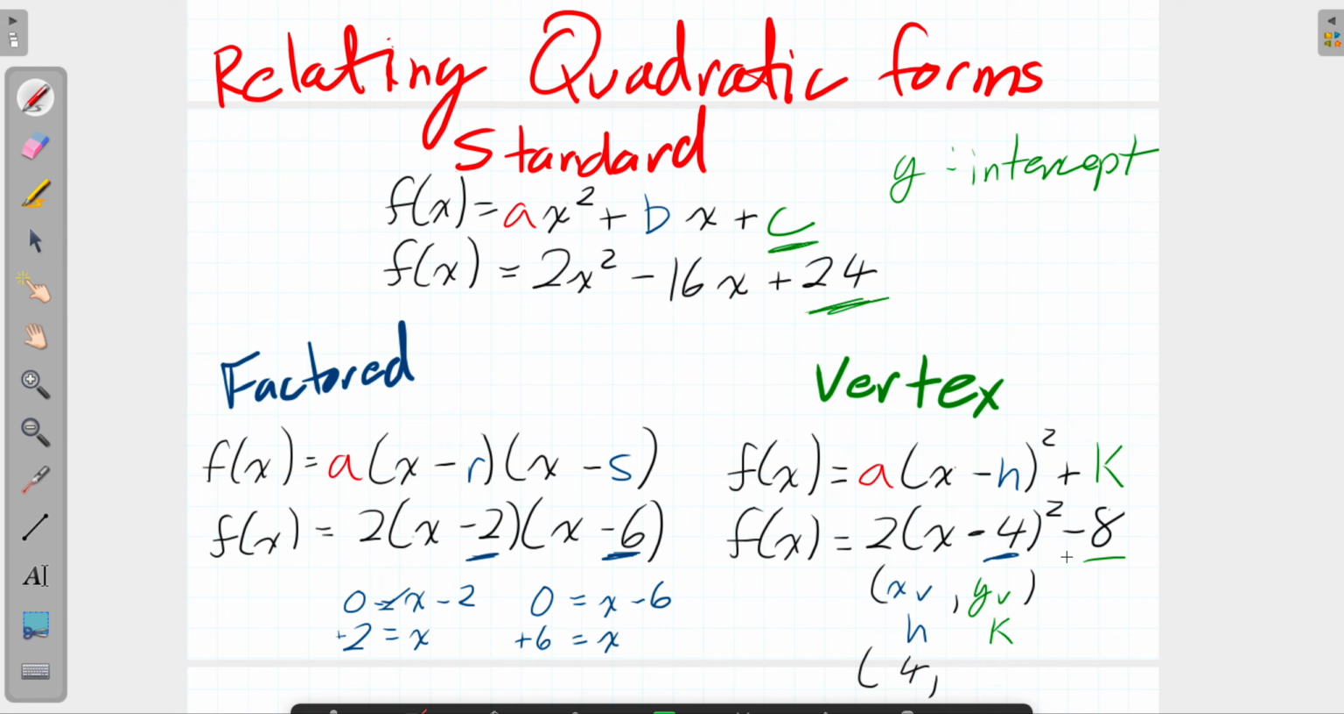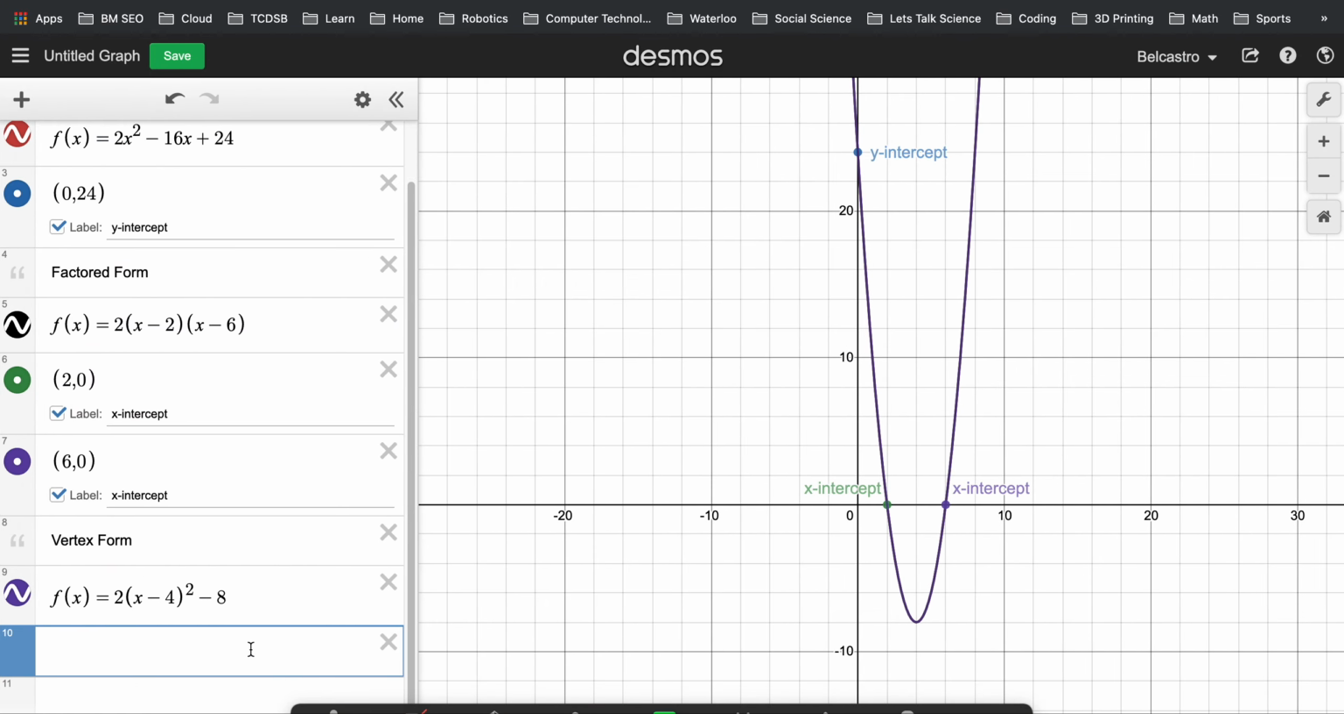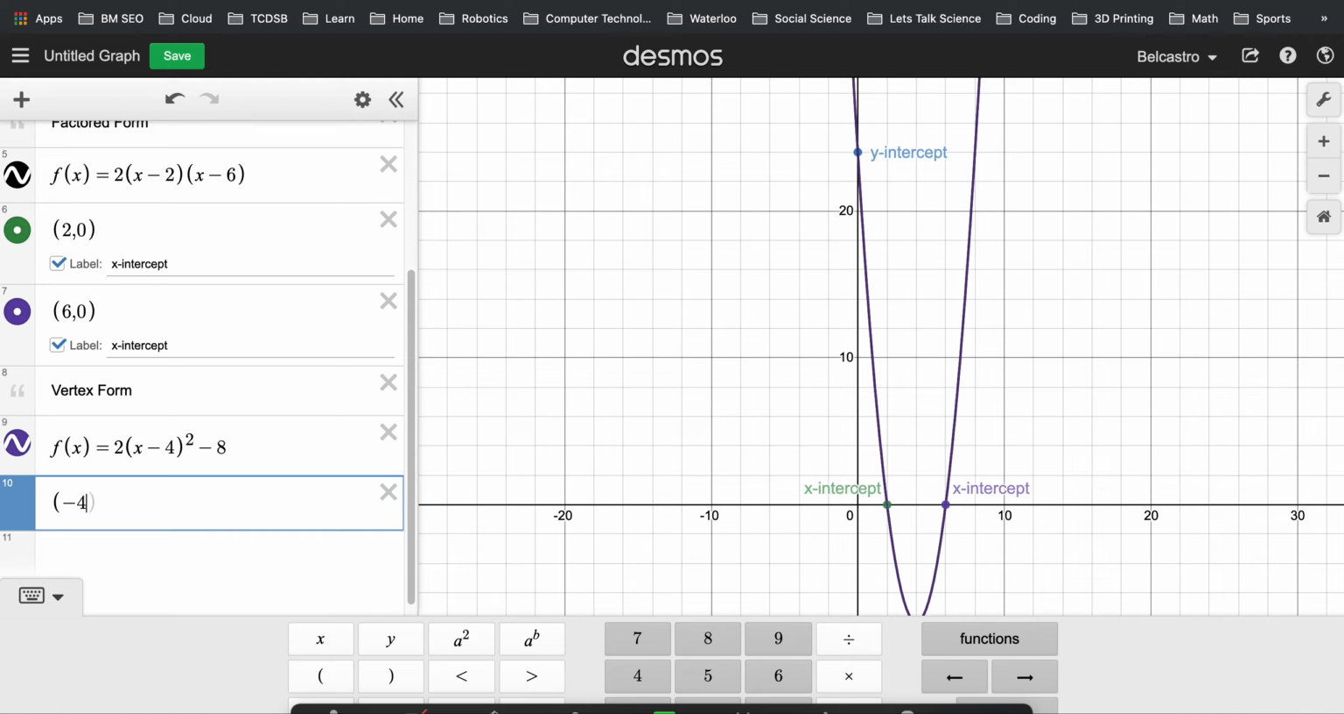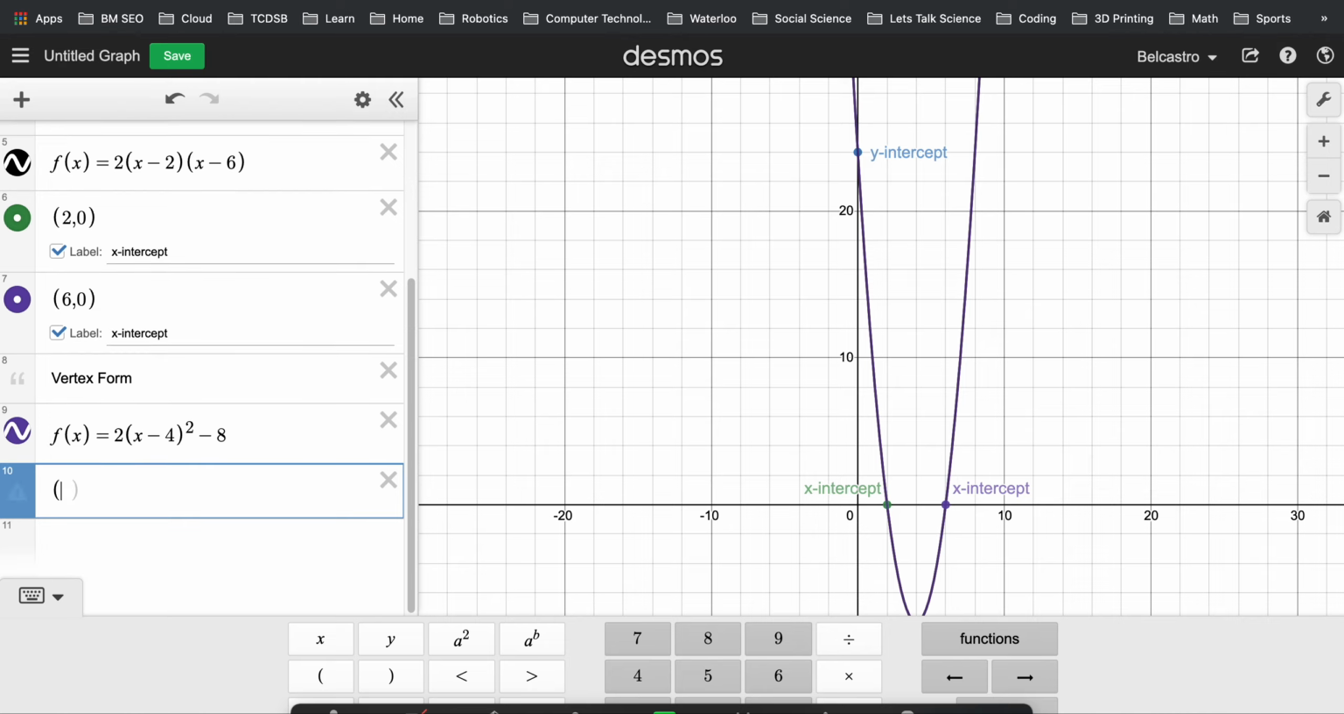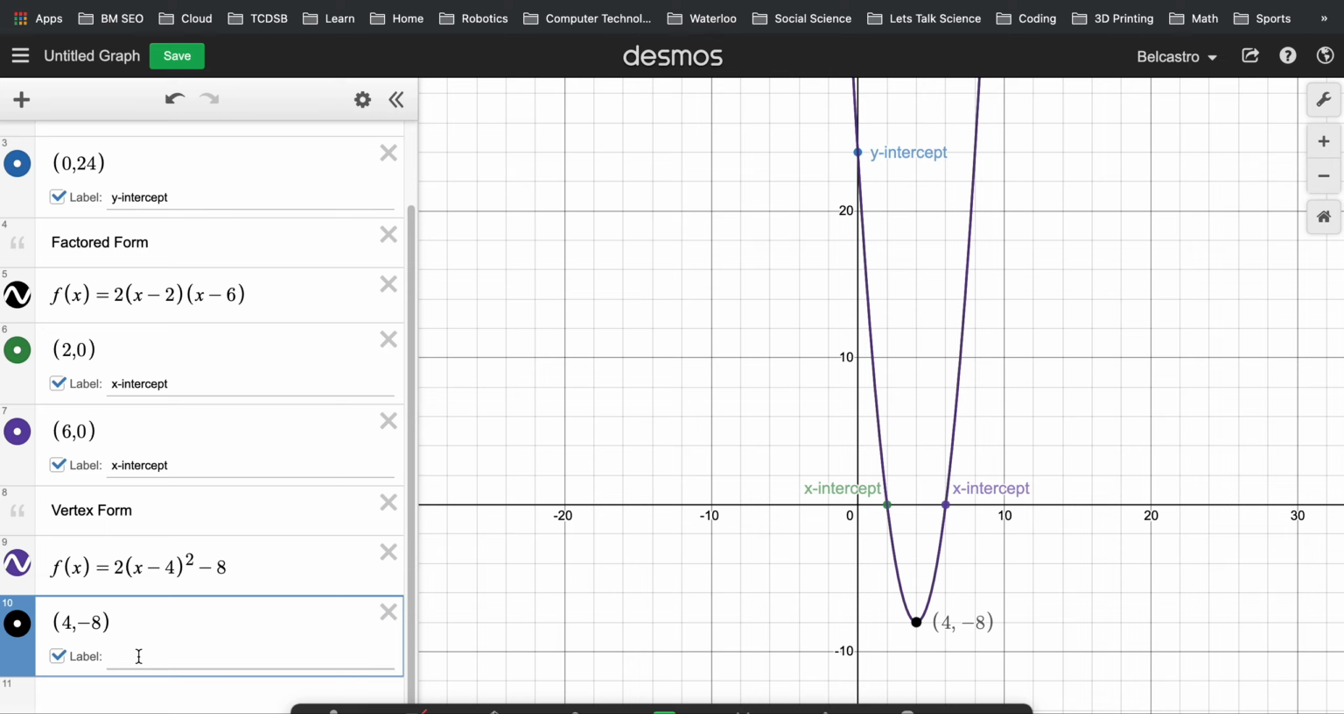And the k value is what you see is what you get. It's -8. So we go back over to our graphical representation. We find out, hey, what is this? -4, comma, sorry, not -4, right? It was +4. +4 and -8. We get a label. And that is our vertex in this case.